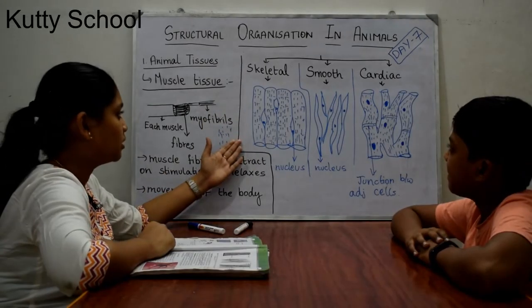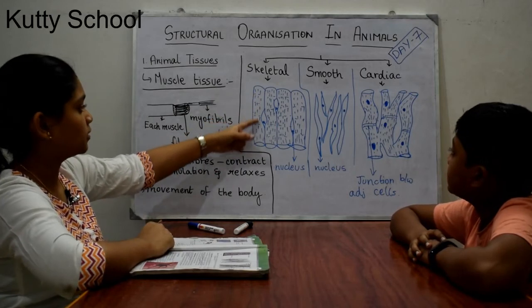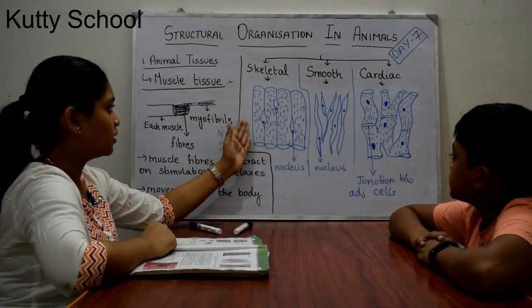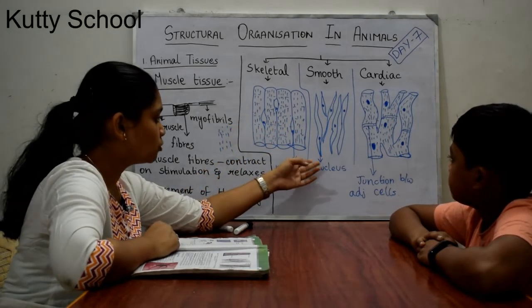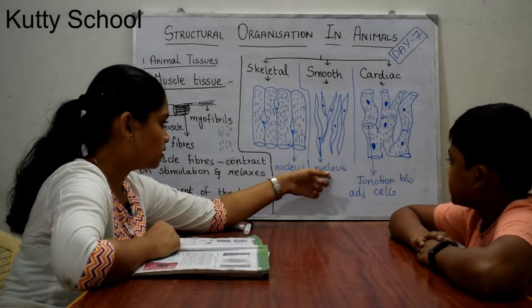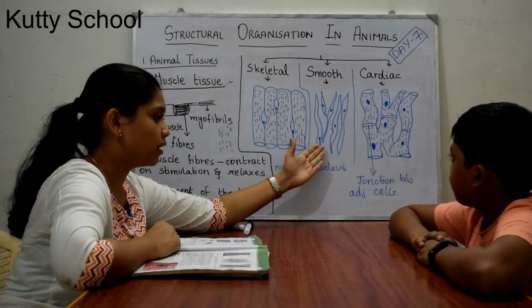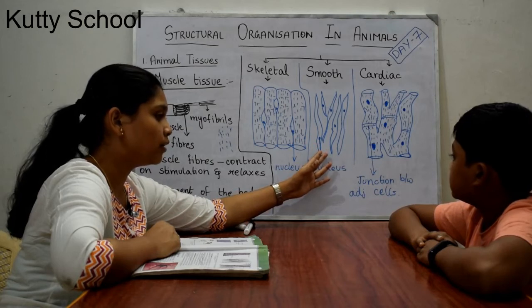So this is the structure of skeletal muscle, where these are the striations and this is the nucleus here. So these are striated and voluntary muscles. Smooth muscles have tapering ends. This is the nucleus here, and these are joined through junctions, gap, adhering and tight junctions. So these muscles are involuntary and unstriated.